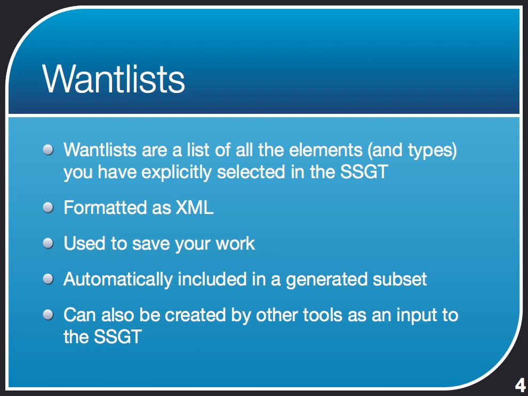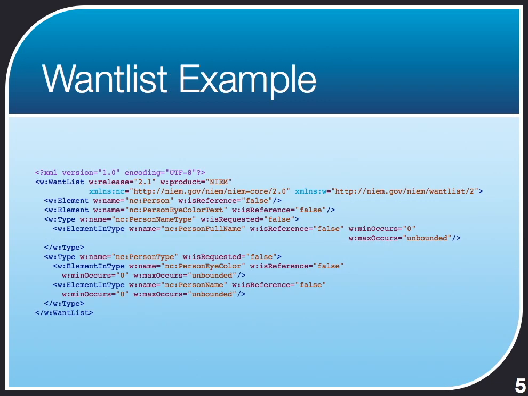Finally, you can also create it using other tools and use it as an input to the SSGT. Now, I'm not sure of a whole lot of tools that do that, but it's not that hard to do. I've created tools in the past that do that. So there are ways to use the want list as sort of a transfer mechanism between other tools and the SSGT. So here's a quick look at what a want list looks like.